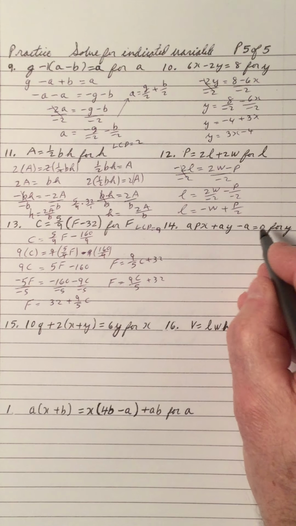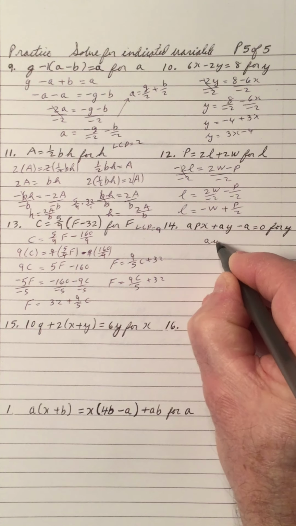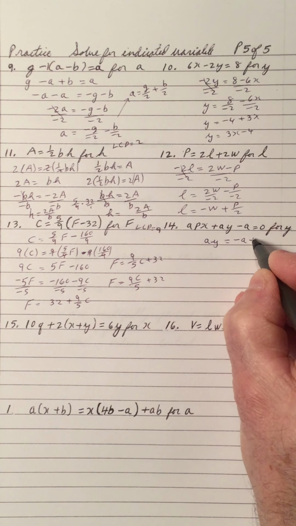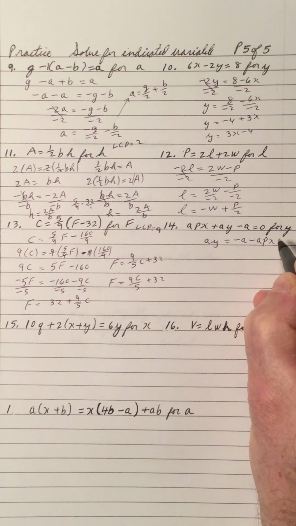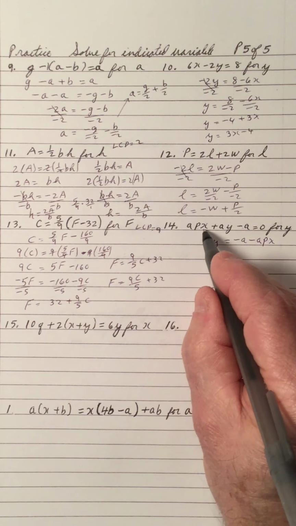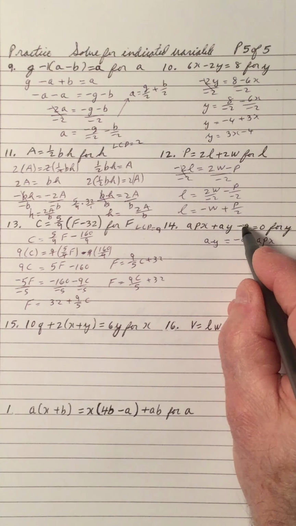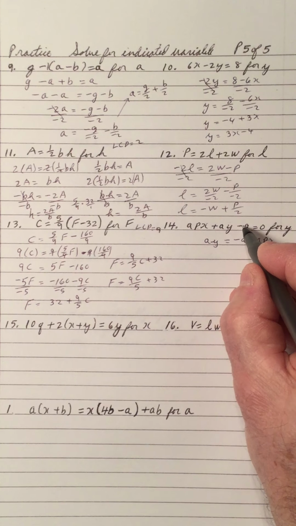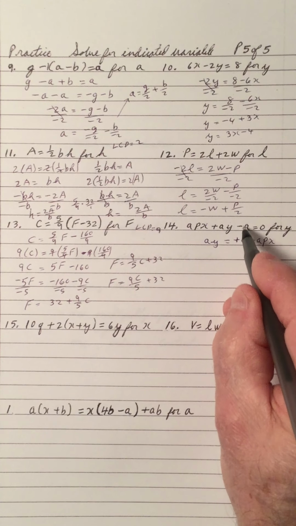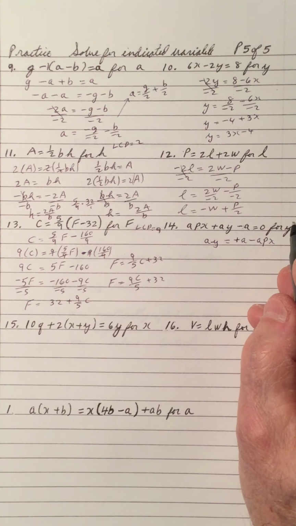Number 14, we're solving for Y. So the Y stays on the left side, and everything else moves to the right side. The Y stays on the left, and these two move over. That becomes a minus, and that's a plus. I moved the two of these, so that's a plus, and that's a minus.